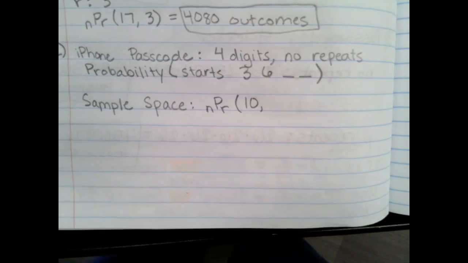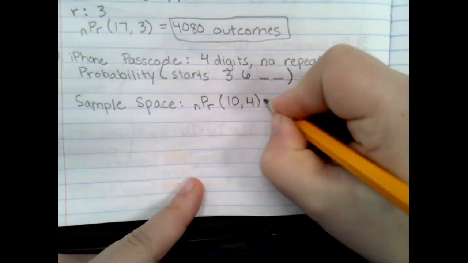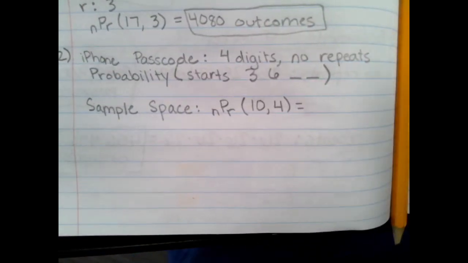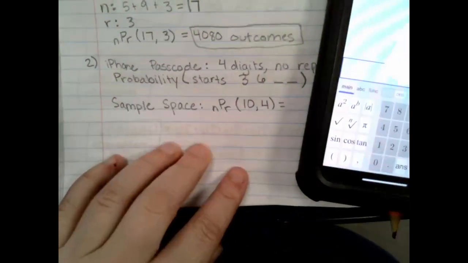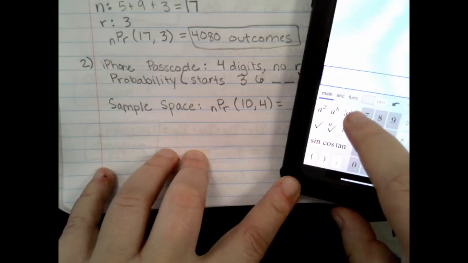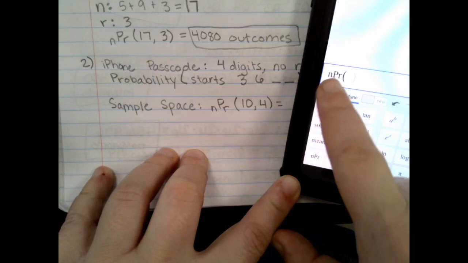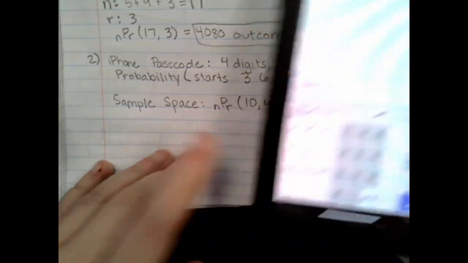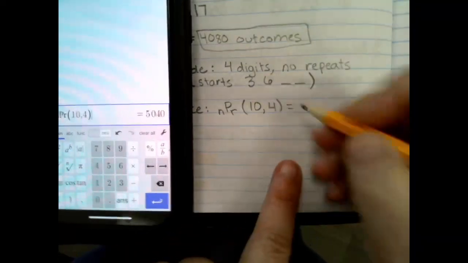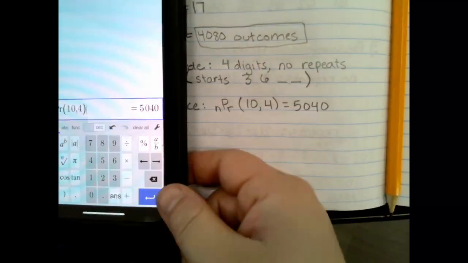And how many are we going to be picking? 4. So 10, choose 4. Okay, so to get to that, we go to our Desmos. We're going to hit this func button at the top, NPR at the bottom, and we're doing 10, 4. Right, and we get 5,040. So there's 5,040 different passcodes we could come up with total.